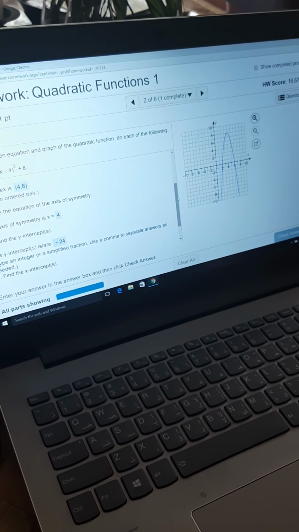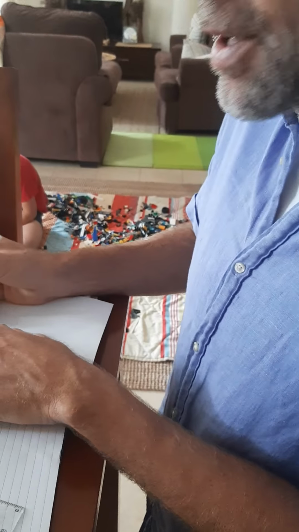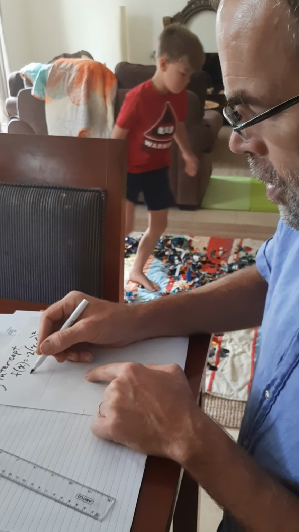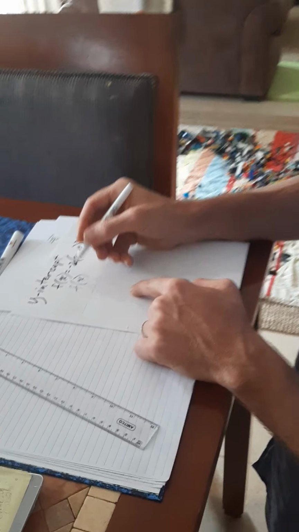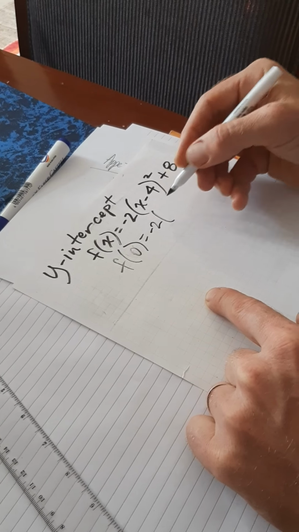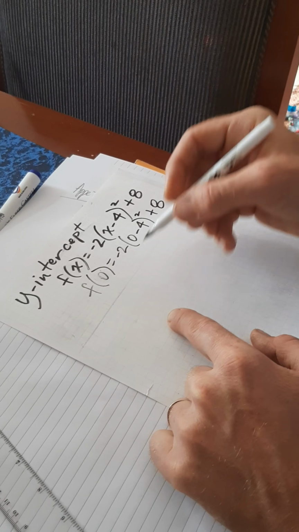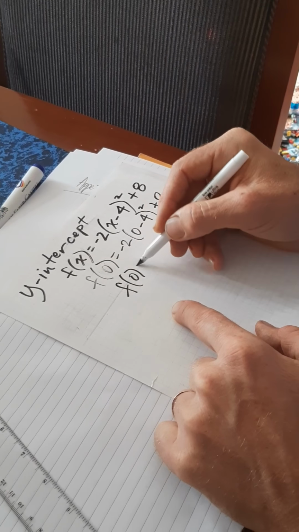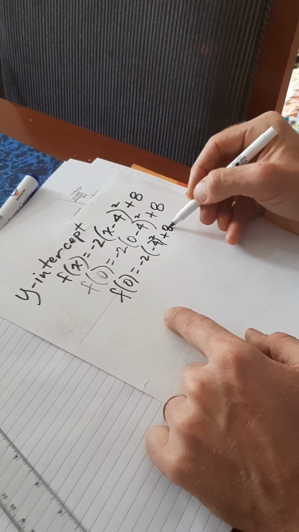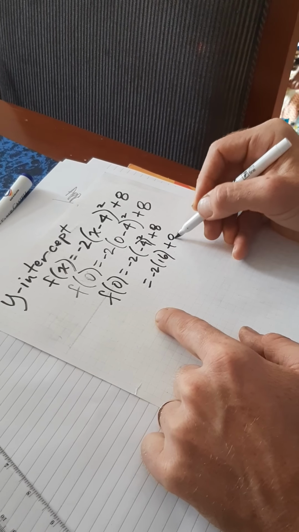Now, we're going to spend just a little more time on finding the y-intercept and the x-intercept. Okay, pay attention right here, guys. The y-intercept will be where x equals 0. So f of x, and x will be 0. Input 0 into x: minus 2 times 0 minus 4 squared plus 8. Okay, and just work that out. Minus 2 times negative 4 squared plus 8 equals minus 2 times 16 plus 8.